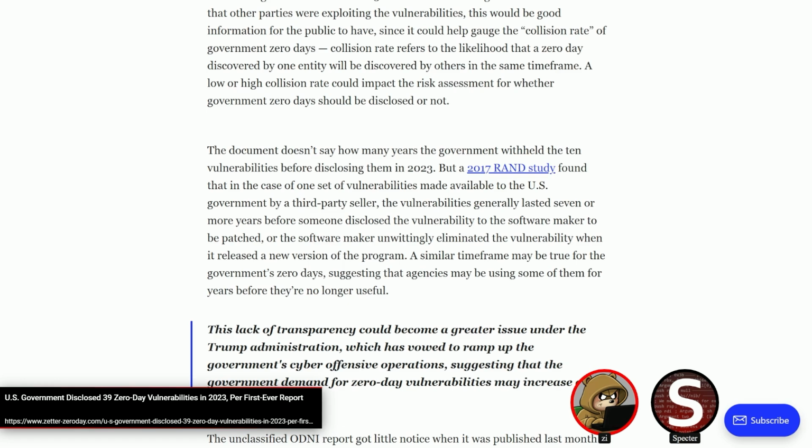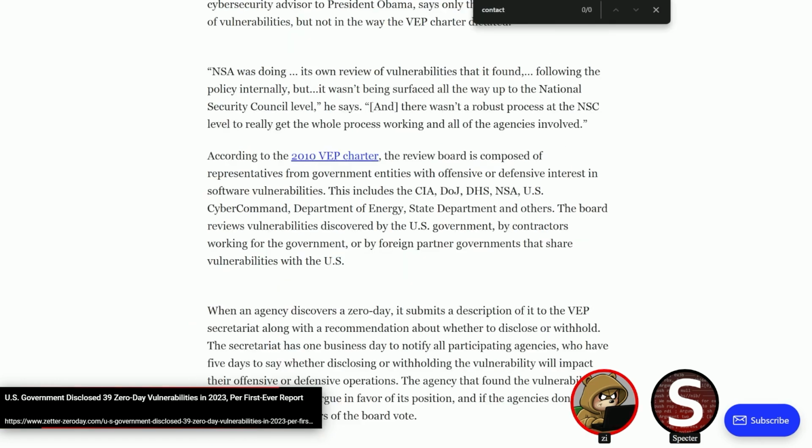And just to note, when it comes to contractors, they do call out that contractors are included here. The board reviews vulnerabilities discovered by the US government, by contractors working for the government, or by foreign partner governments that share vulnerabilities with the US. So I do wonder if "vulnerabilities" is doing some heavy lifting there and giving that loophole. The other thing is, if they buy them, then maybe they don't have the IP rights to disclose, so this is still left to things that are government directed, where contractors were directed to do research on a target.